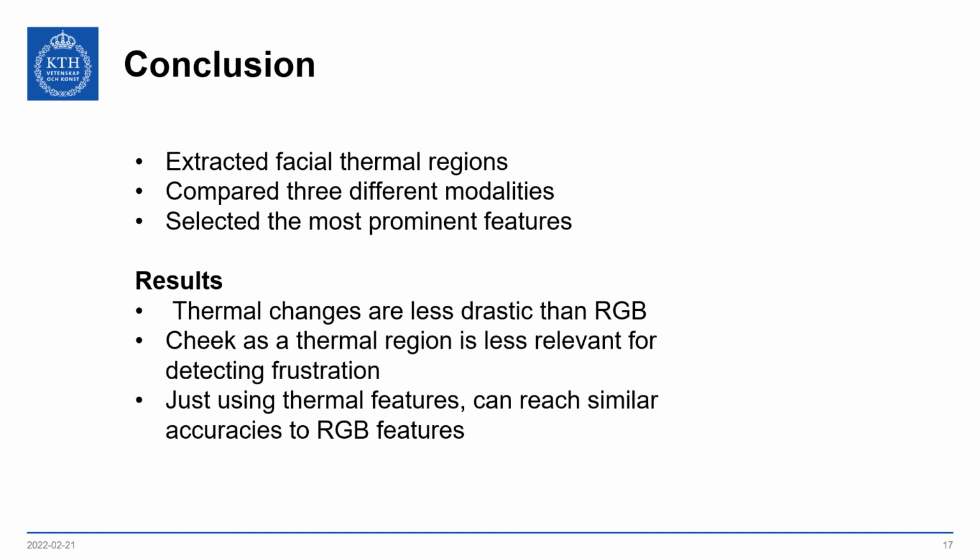Our results show that the thermal changes are less drastic than the RGB, as it needed 7 seconds to reach the maximum accuracy. Added to that, the cheek as a thermal region is less relevant for detecting frustration as it was completely discarded by the feature selector, and just using thermal features can reach similar accuracies to just using the RGB features or just action units.